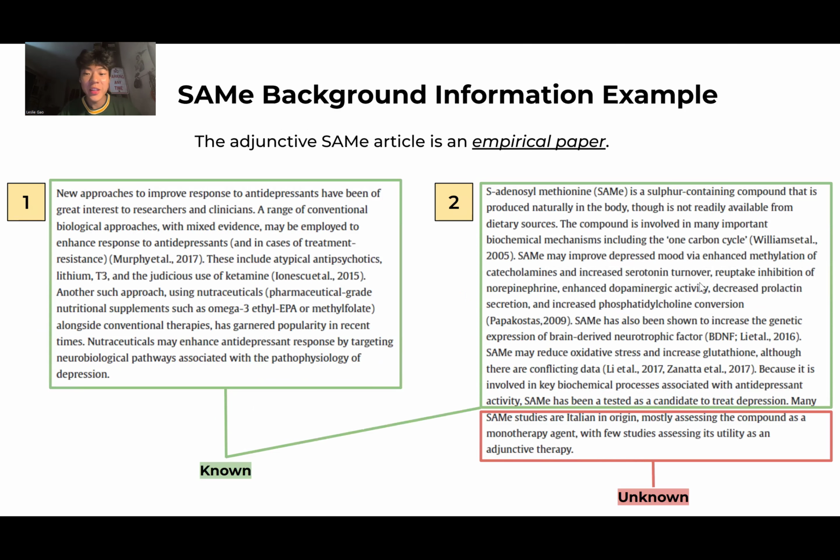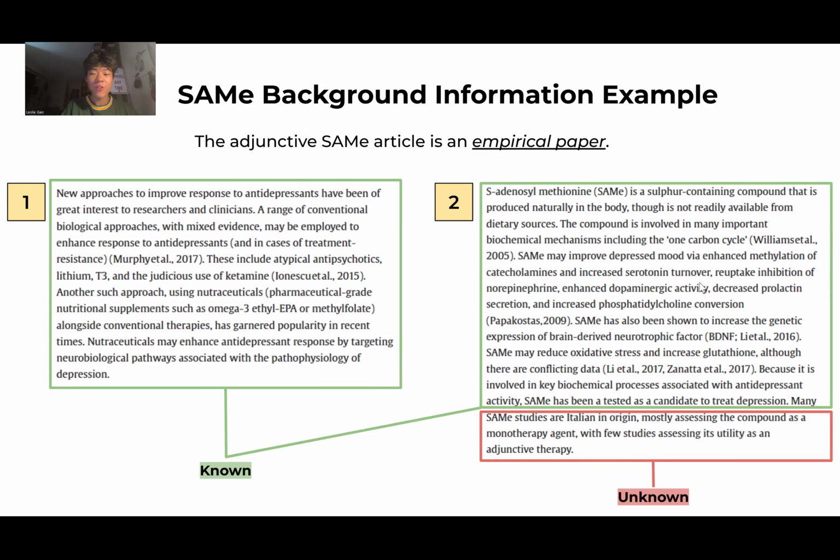This is an empirical paper, so the authors use previous research to establish what is known and what is unknown. The section highlighted in green gives us the known information. The authors discuss existing approaches to improving antidepressant response, introduce SAME, explain some of its relevant biological mechanisms, and describe why it could potentially be useful for depression. Now, look at the bottom right-hand side highlighted in red. The authors point out that many previous SAME studies assessed it as monotherapy, while relatively few investigated its usefulness as an adjunctive therapy. That's the unknown this paper is addressing.